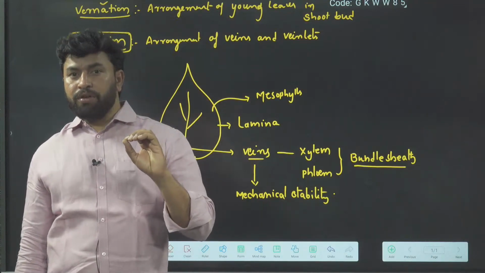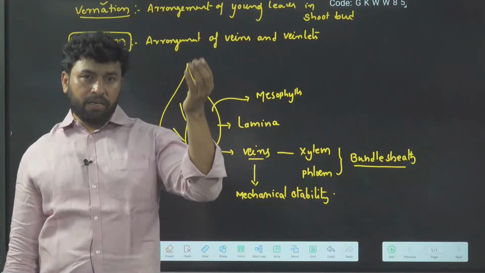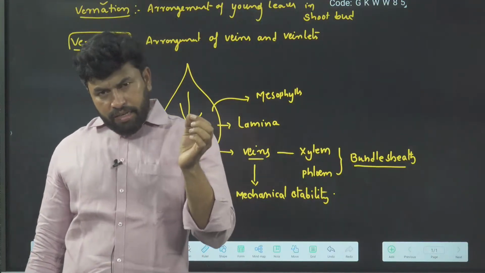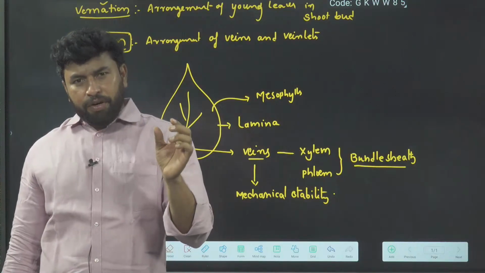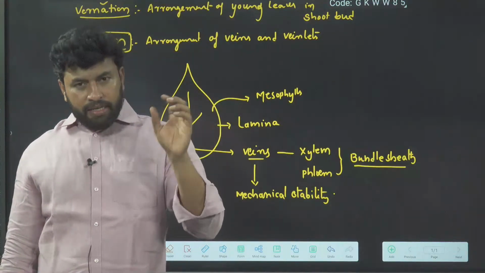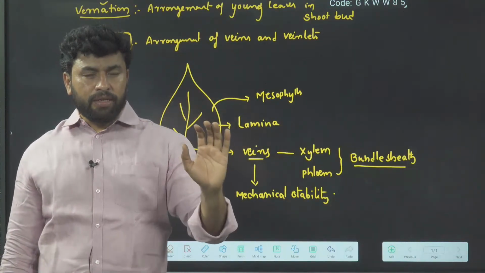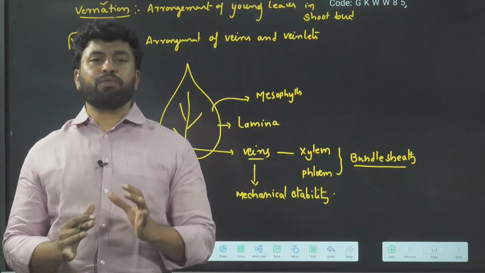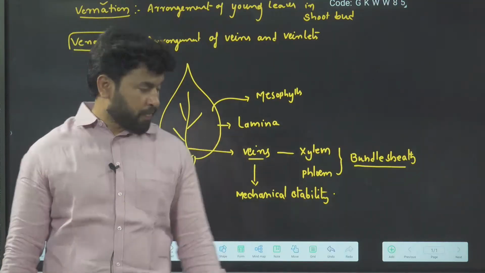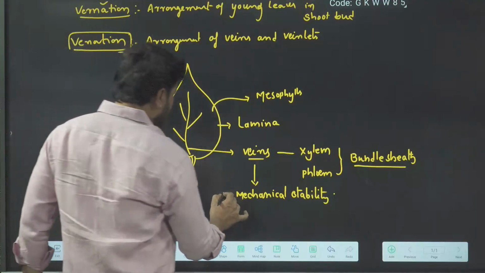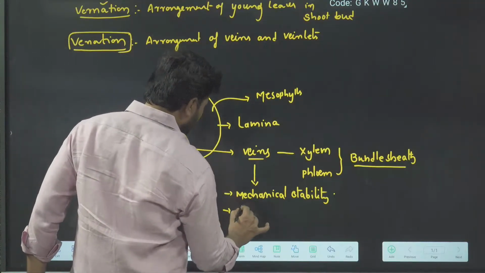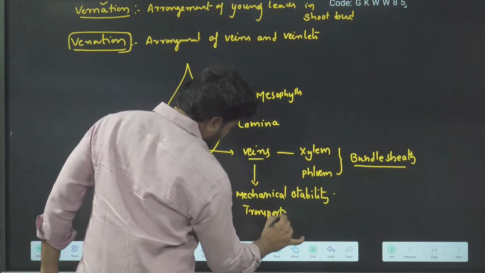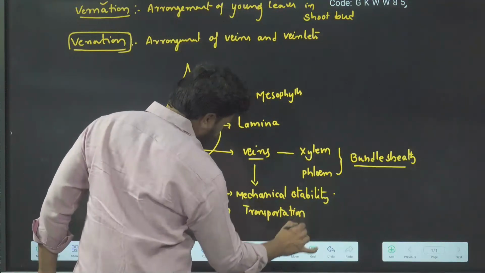Do you remember the word frond that we studied in bryophytes and algae? Frond, leaf-like body. It performs photosynthesis. It does whatever the leaf is doing, but it does not have mechanical stability due to lack of proper veins. Got it? Next one. And veins are also responsible for transportation. This is the story of veins.